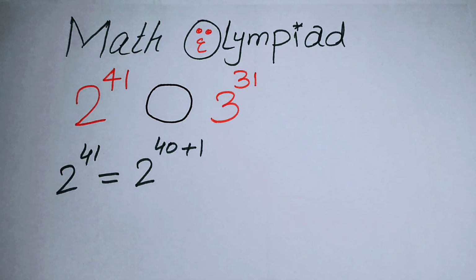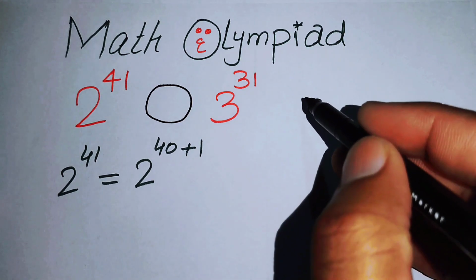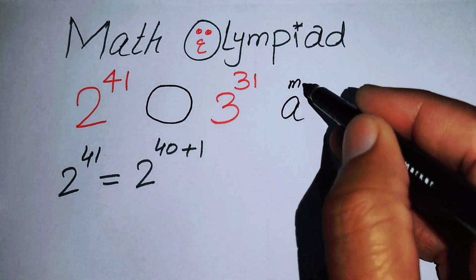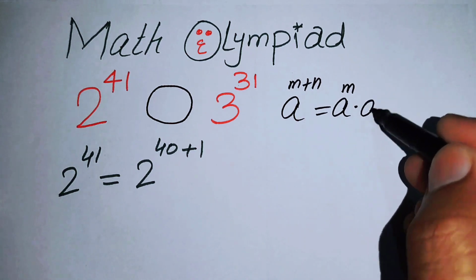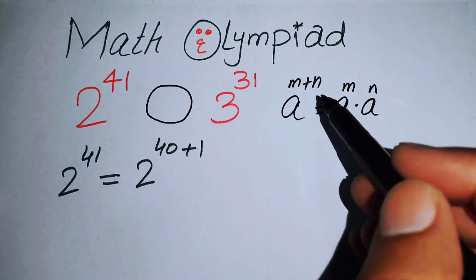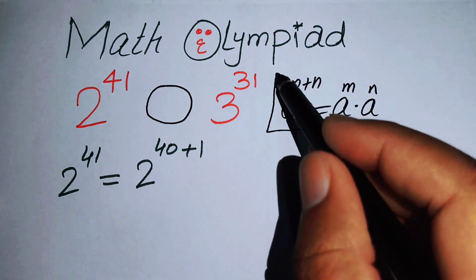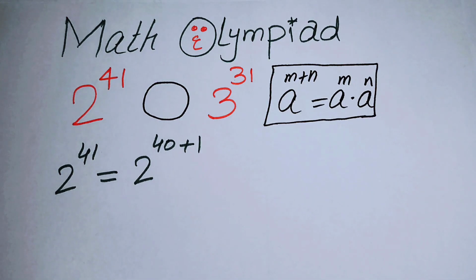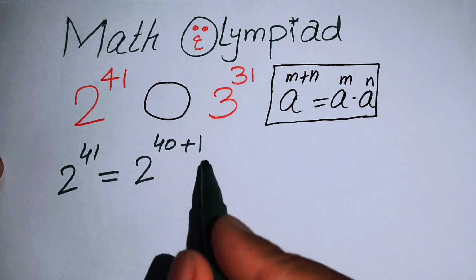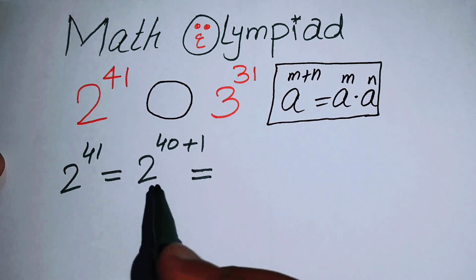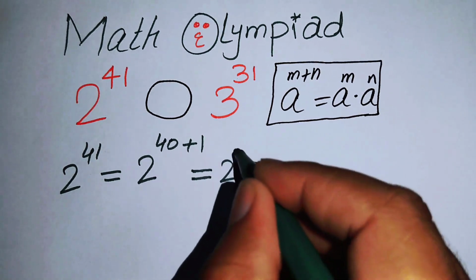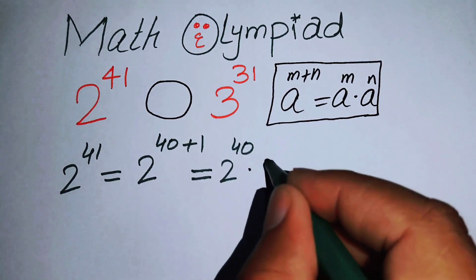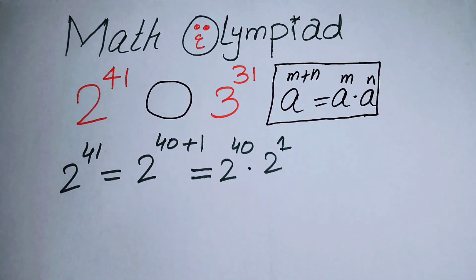After this step we can use a nice exponential law, and you know about this law. If we have a to the power of m plus n, it is equal to a to the power of m times a to the power of n. So according to this law, we can separate the exponents and write 2 to the power of 40 times 2 to the power of 1.